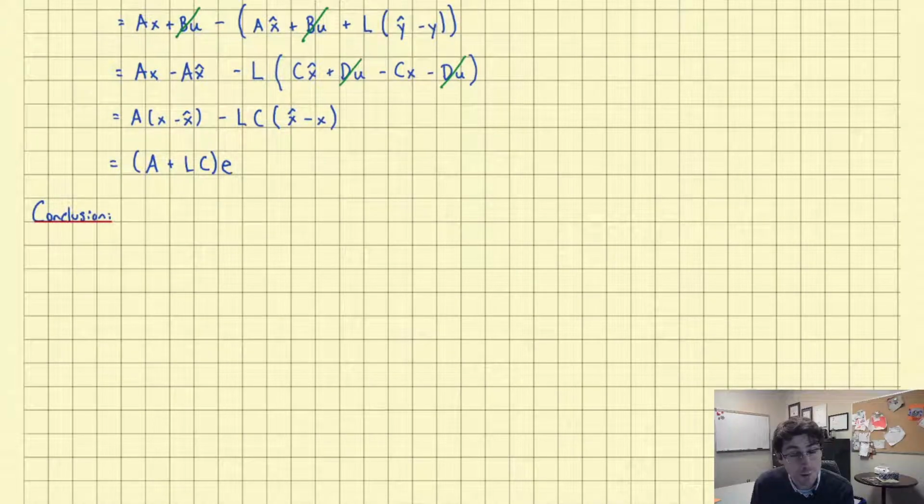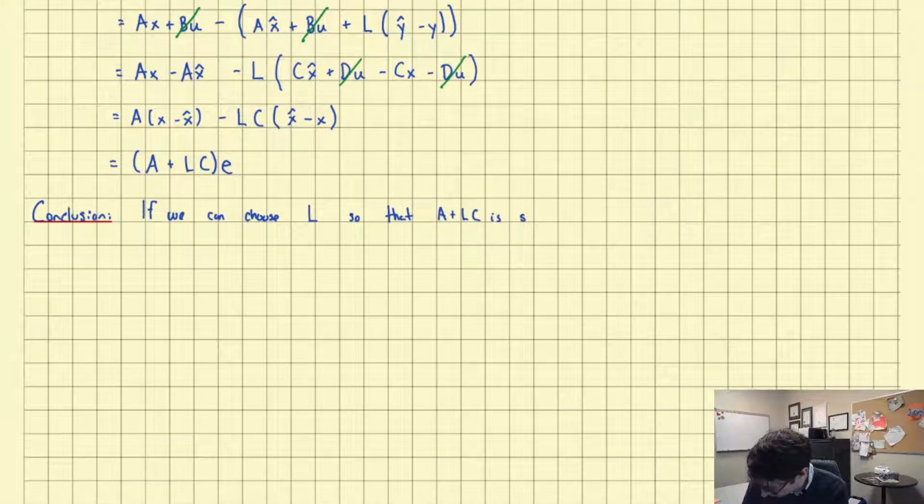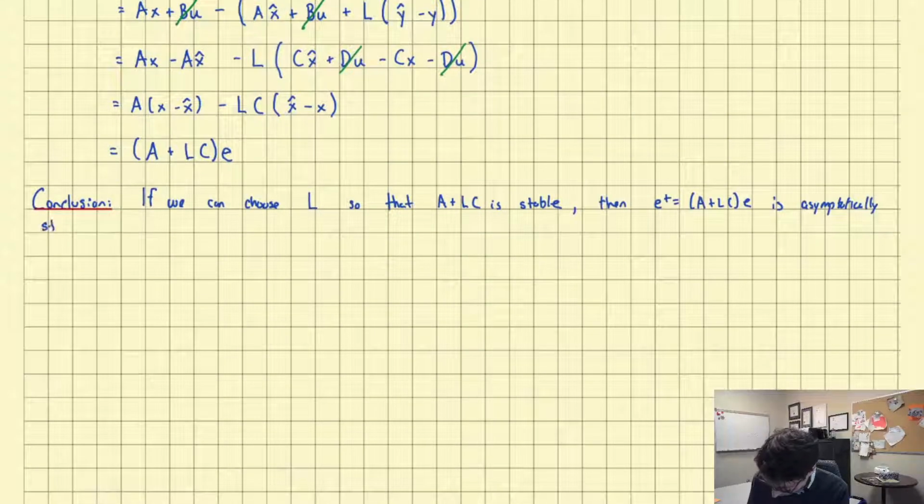If we can design L so that this matrix, A plus LC, is stable, so if we can choose L so that A plus LC is stable, then E plus equal to A plus LCE is asymptotically stable, and our estimation error will go to 0 as k goes to infinity for any initial condition.